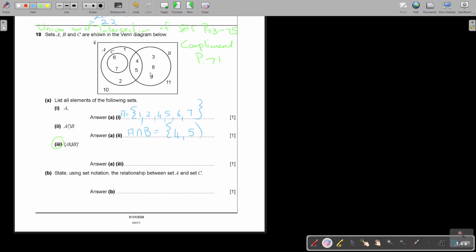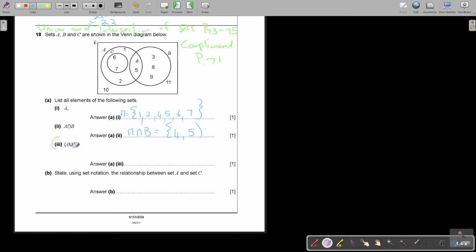And now this is the union of A and B. So it means I take this, but the complement tells me the outside. So that is just going to be number 10 and 11, the outside. So A union B complement is just that 2 outside, and that's 10. So you cover all the elements of A and B, and you just look at the rest, 10 and 11.